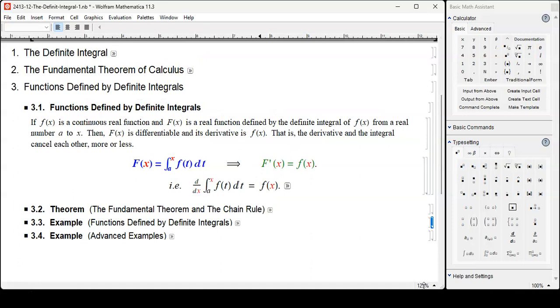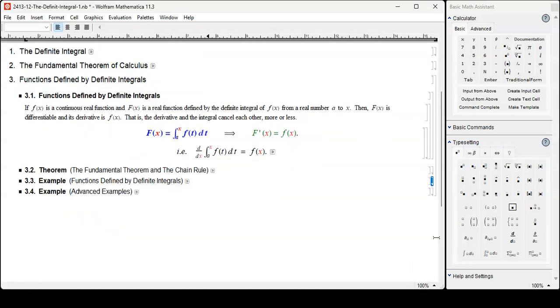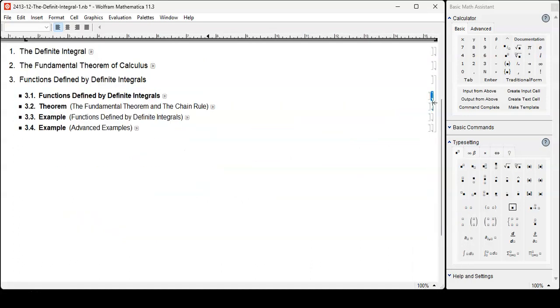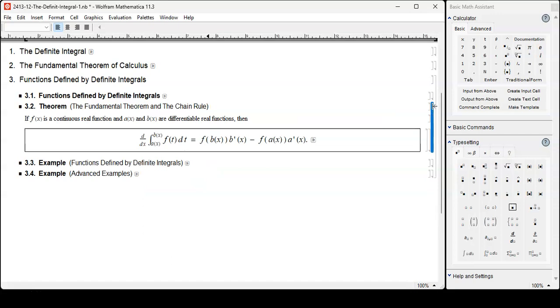Now, let's go to the third thing that you have to be concerned about when you consider functions defined by definite integrals. And this one is much harder. Here's a theorem. Combining the chain rule and the fundamental theorem of calculus, we get this theorem.